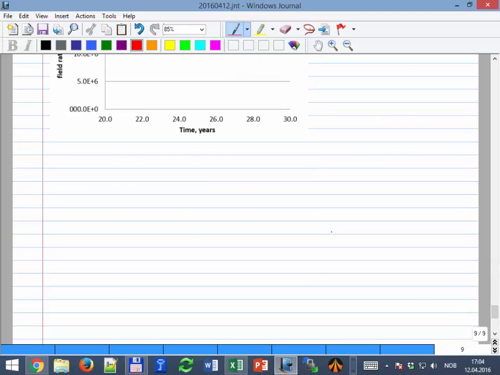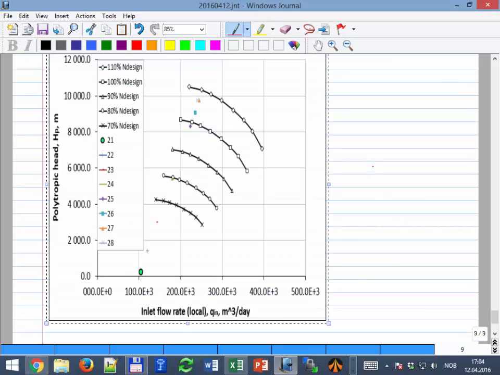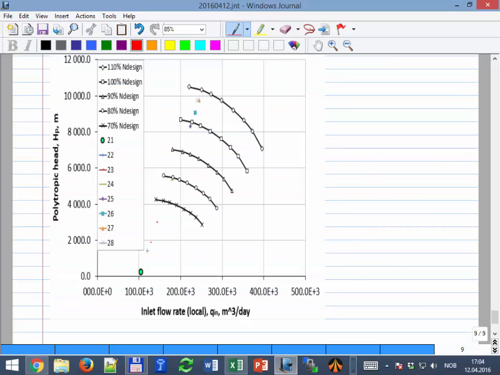Okay, we'll just have the discussion on that. So what happens with these points? Will I be able to operate here? No, because it's outside of the compressor map. So what do I have to do? I have to increase somehow the polytropic head. Okay, I have to increase the rate.